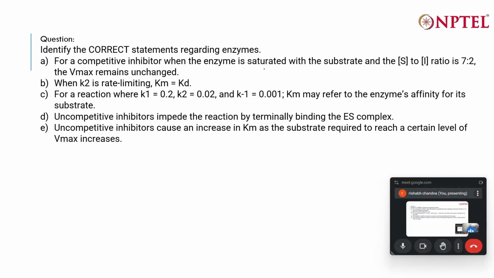Okay. So the first statement states that for a competitive inhibitor, when the enzyme is saturated with the substrate and the S to I ratio is 7 to 2, the Vmax remains unchanged. So in that case, yes, we have to take the substrate in higher concentration as compared to the inhibitor, and in the same case, we can see that the Km is actually increased and the Vmax remains the same. So the first statement is correct.